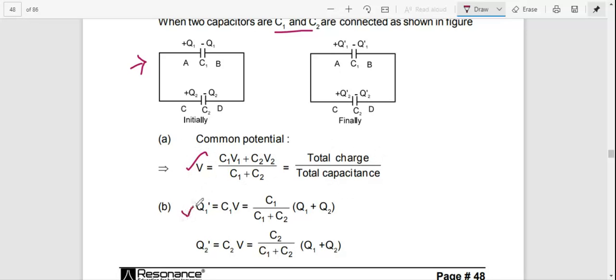Next, Q1 dash, the final charge. What will be the final charge? C1 into V, that is common potential. C1 into Q1 plus Q2 by C1 plus C2.